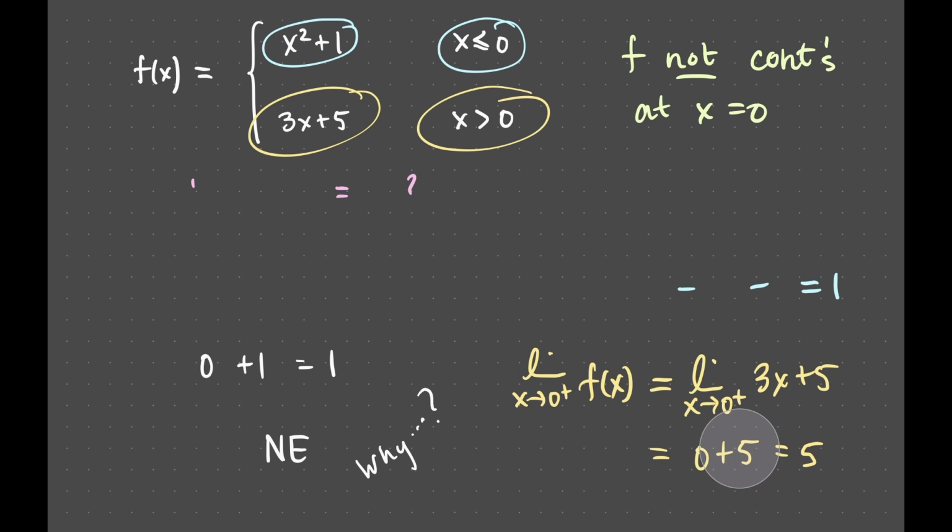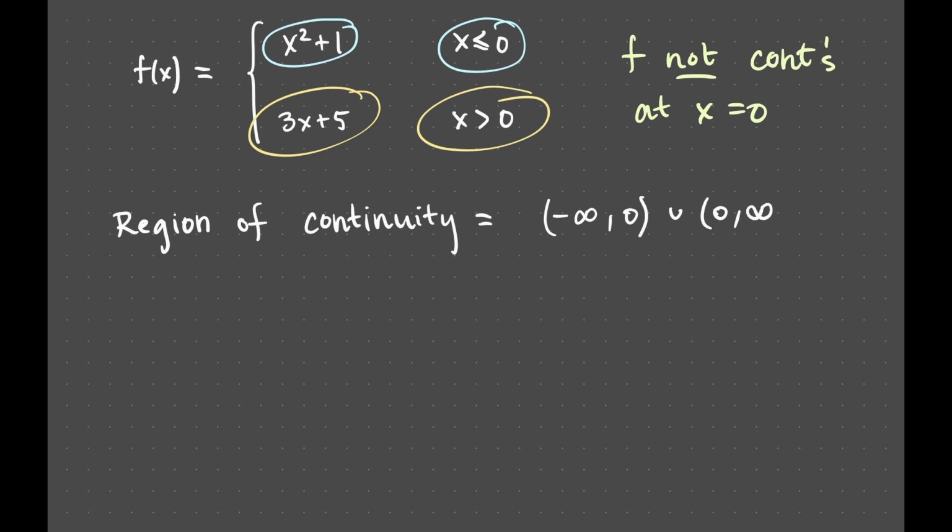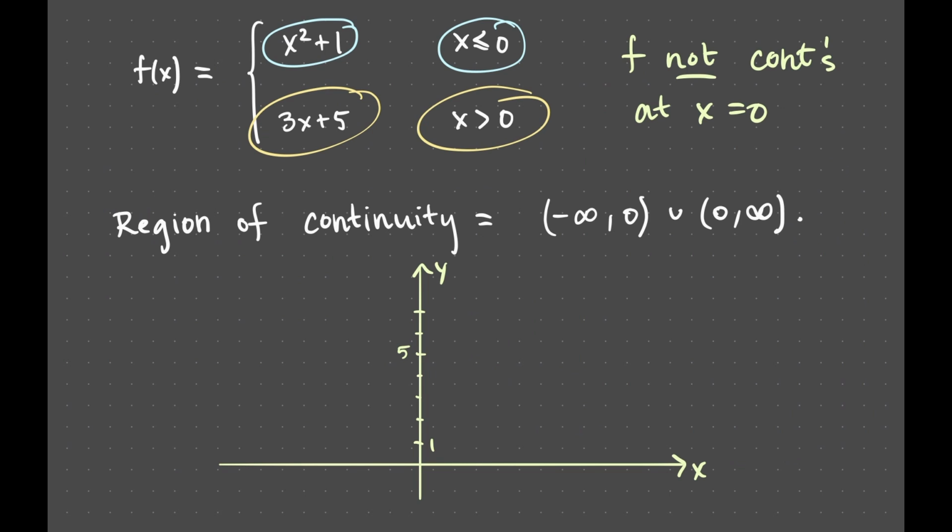The region of continuity of a function refers to the set of points where the function is continuous. In this case, the region of continuity is the set of points except x equals 0. In terms of interval notation, this is the union of minus infinity to 0 with 0 to infinity. This region of continuity is especially apparent from the graph, which, according to its piecewise definition, is a parabola to the left of 0 and a line to the right of 0.